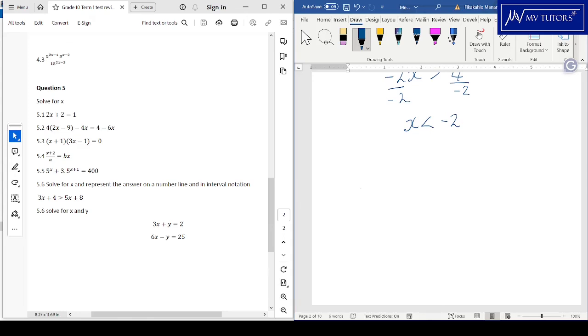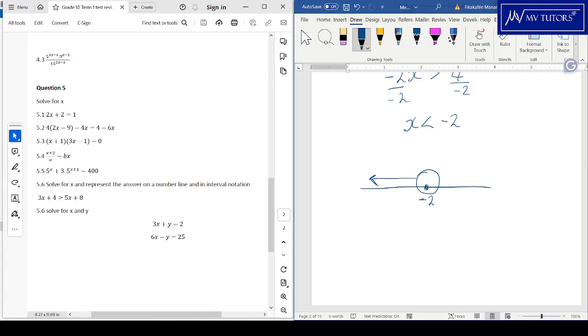So if I have a number line, there we go, that's my number line. All I need is the number negative 2. Now watch this. Because it's a less than sign and there's no equal sign there, it's an open circle. Open circle, not closed. Numbers that are less than negative 2 are on the left, so I put my arrow going that way. This is the number line.